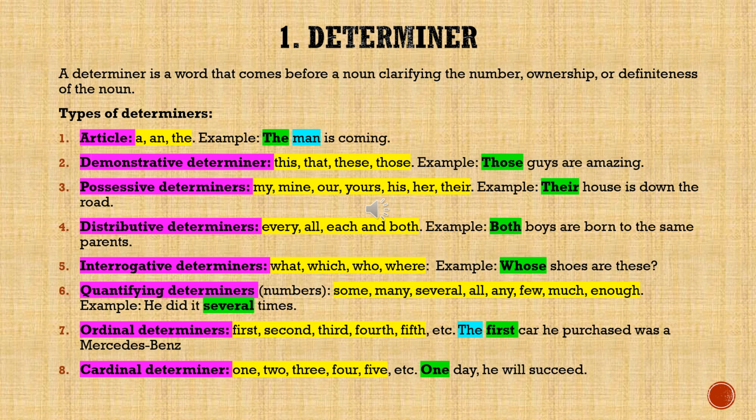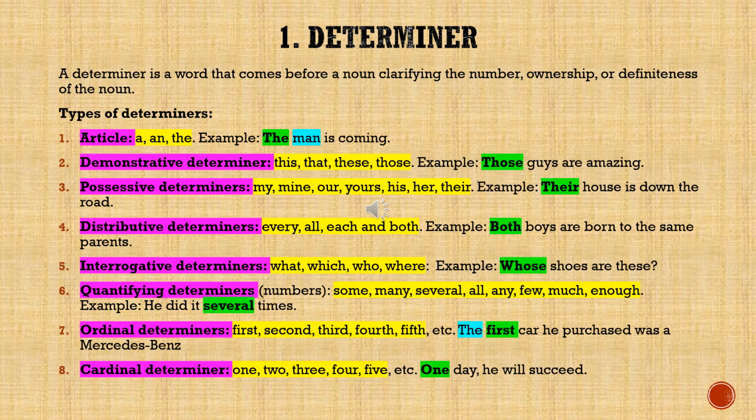7. Ordinal determiners. Ordinal determiners are first, second, third, fourth, fifth, etc. When we use ordinal determiners, we use other types of determiners such as articles, a, an, and the, and possessives, my, your, in front of them. For example, in the sentence, "The first car he purchased was a Mercedes-Benz," first is an ordinal determiner.